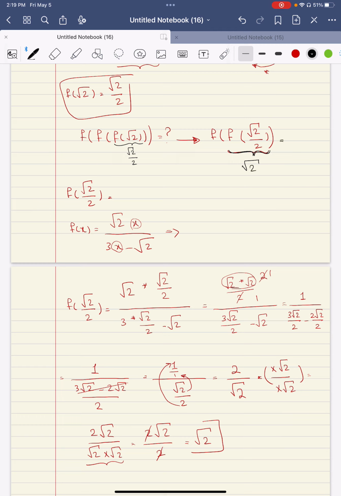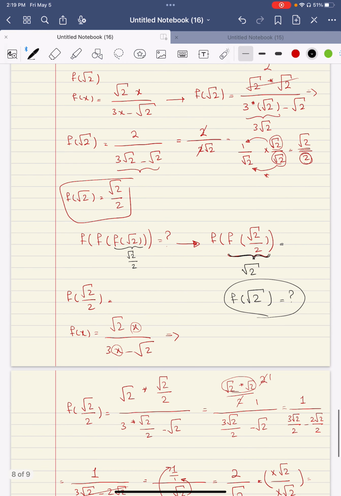So the answer for the question would be f at root 2. We found that out in the very first part of the answer, right? So we can easily save some time and be like, okay, it's root 2 over 2. So the answer for the question would be root 2 over 2.